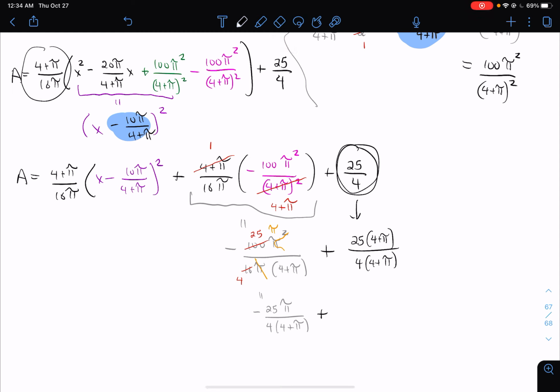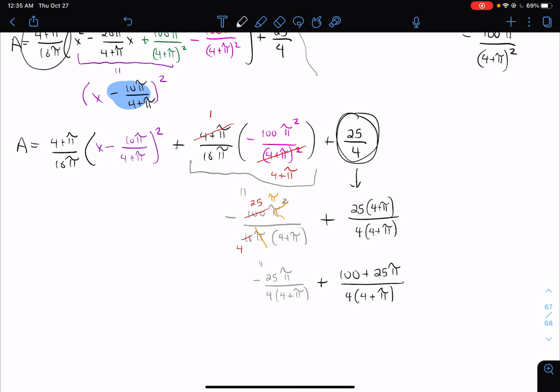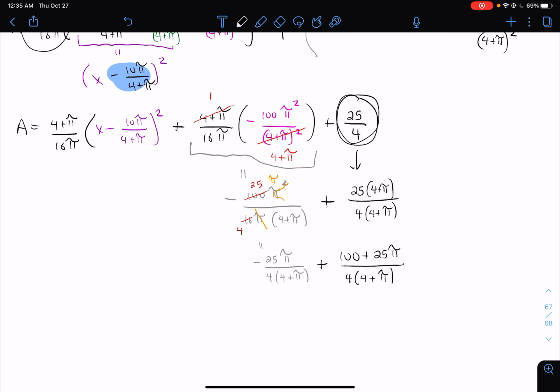Okay, so we're adding, and let me distribute this 25 in. So that'll give me 100 plus 25 pi all over the 4 times 4 plus pi. Okay, so we're almost there in terms of simplifying this. Now that the denominators are the same, I can add these. And when I add these, the 25 pi's, this one's positive, that one's negative, they're going to cancel. And we'll end up with 100 on top over 4 times 4 plus pi.